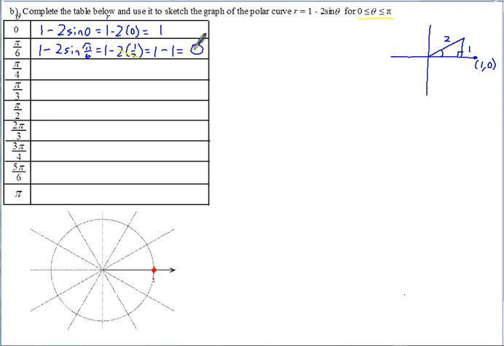So what that tells us in the pi over 6 direction, since this is 90 degrees here, it's divided into thirds. So this is pi over 6 right here, because it's 2 pi over 6, or pi over 3, right there. So for pi over 6, if the radius is 0, that means we don't go anywhere from the origin. It just stays right at the origin right there.